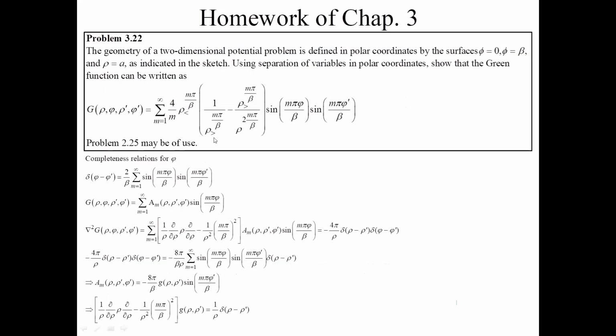And for the final problem, we want to look at 3.22. Here is the geometry of the two-dimensional potential problem. First we want to know a very useful relation, which is delta of psi minus psi prime equals 2 over beta times the summation over m of psi of m pi phi over beta times phi prime over beta, where the prime means the point source, and the non-prime variable is the variable for the observer.